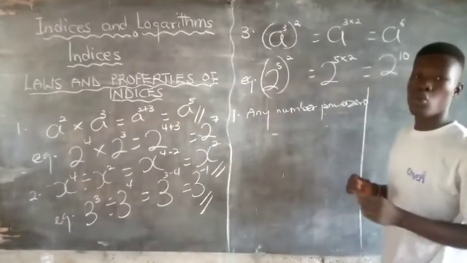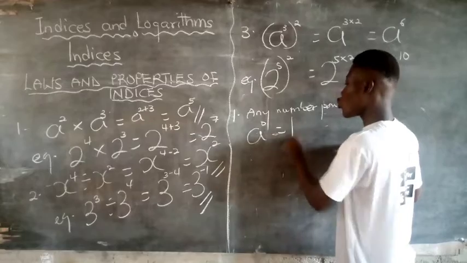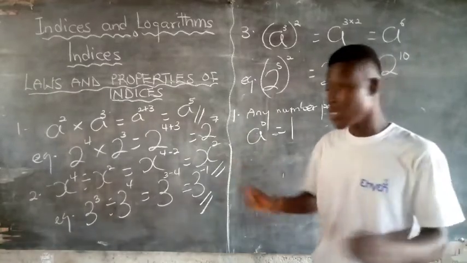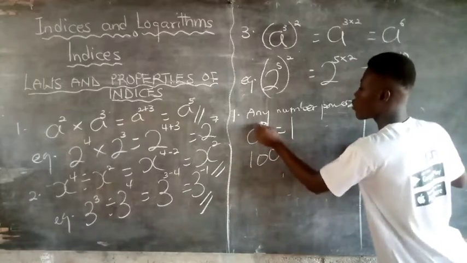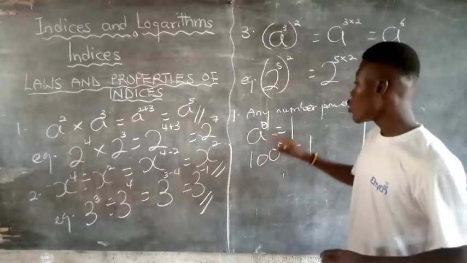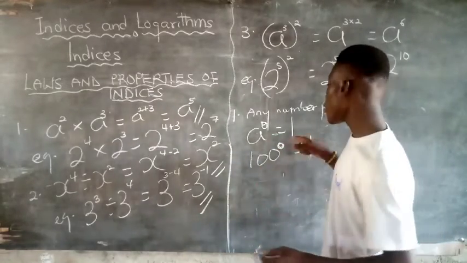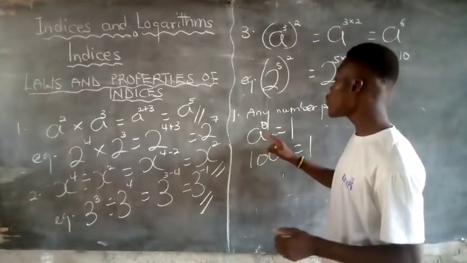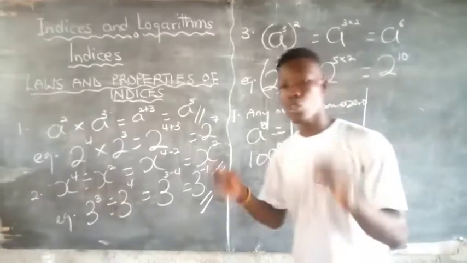Any number raised to the power 0. So we have a raised to the power 0 is equal to 1. Even if you have 1,000 raised to the power 0, it is also 1. Mind you, 0 is different from degrees. So take note, 0 is not the same as degree. 0 is a bit bigger than degree. So any number raised to the power 0 is 1, even if it is a trillion raised to the power 0, it's still 1.